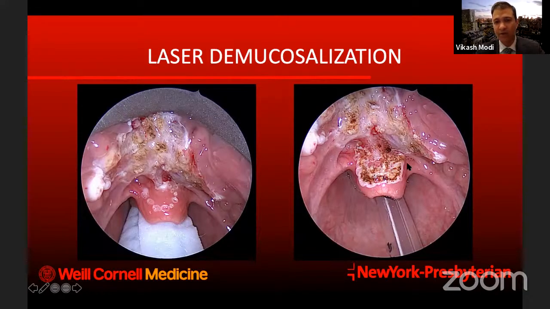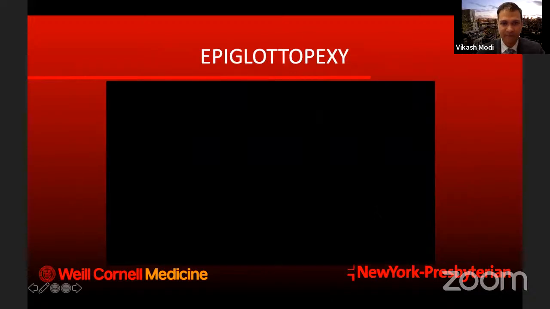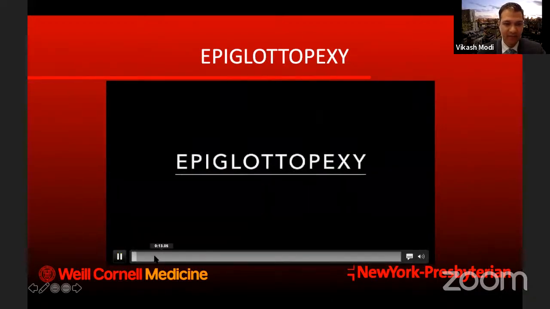And the reason why you do that is because the epiglottis really acts as a funnel, and it funnels food down into the esophagus. And if you do a complete epiglottopexy without leaving this rim of mucosa, the epiglottis becomes too adherent and the child can aspirate. But if you leave this rim about 2 millimeters here circumferentially, you do not have that problem. And so here's an example of the epiglottopexy.